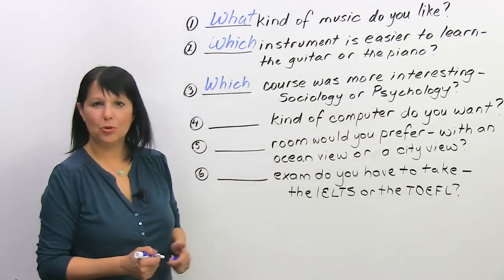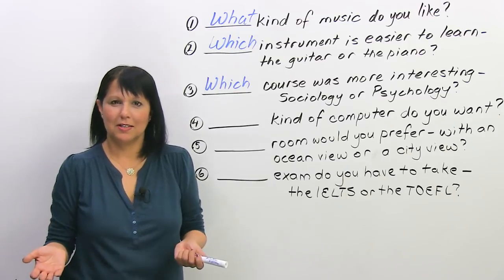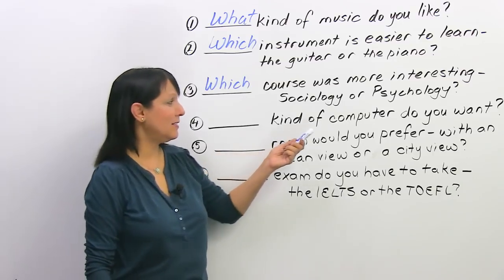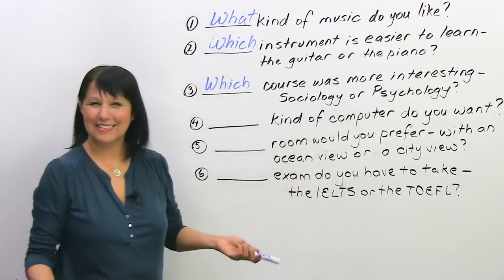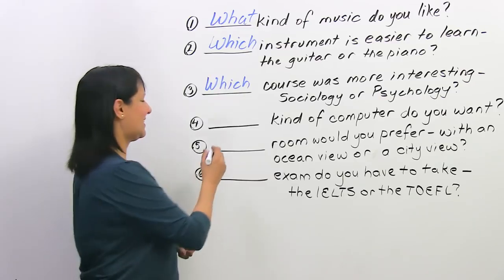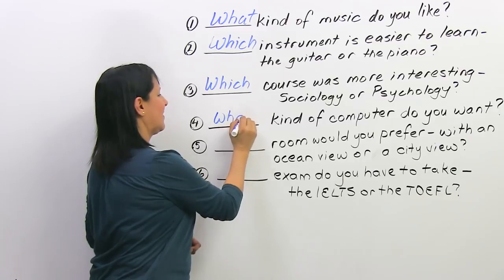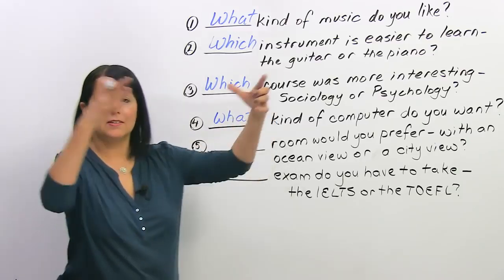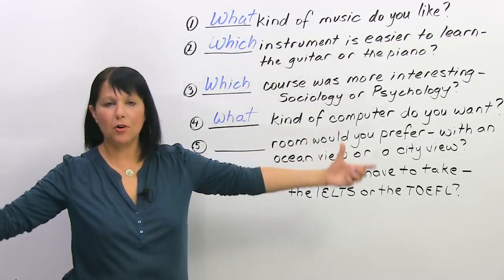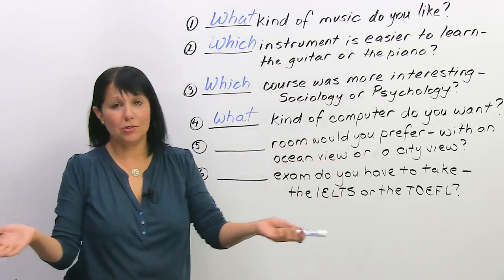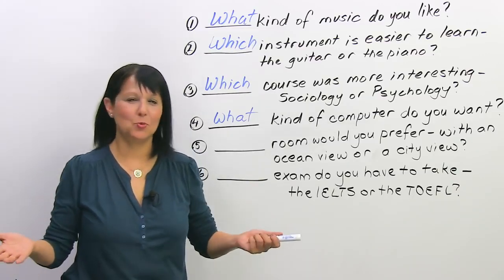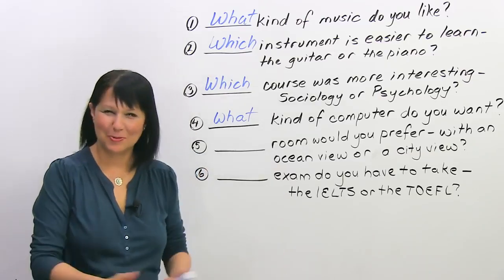Next, your rich uncle wants to give you a birthday present. So he calls you and he asks you, blank kind of computer do you want? What is the right word to use here? Think about it. What? Okay, this is a general question. There are no specific possibilities mentioned. It's out of all the different kinds of computers, and he's rich. Your uncle's rich. He wants to buy you something, so he says, what kind of computer do you want, sweetheart? I'll get you anything you want.